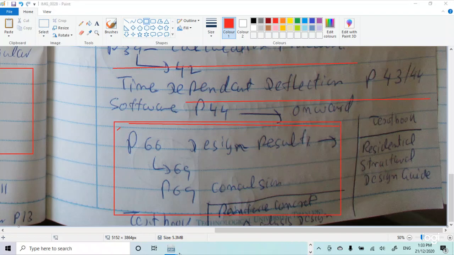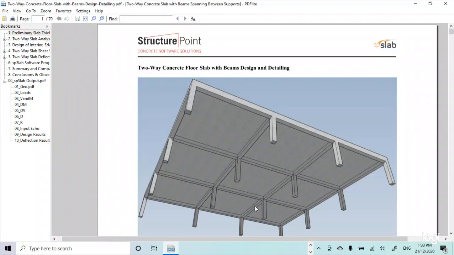The design handbook I provide here is for the two-way concrete floor slab design. So those page numbers are on the respective pages, where you find the design calculations.